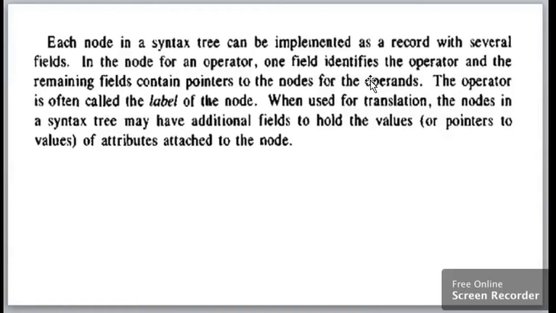For example, if I take x plus y, plus is the operator where x and y are the operands, so x and y would contain the pointers. The operator is often called the label of that node. When used for translation, the nodes in a syntax tree may have additional fields to hold the values or pointers to values of attributes attached to the nodes.